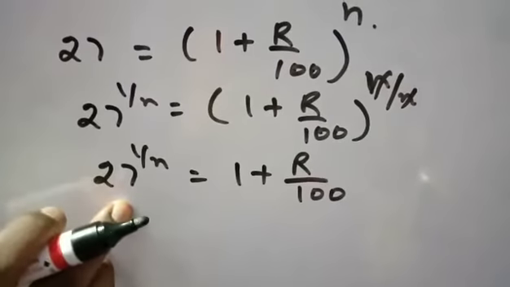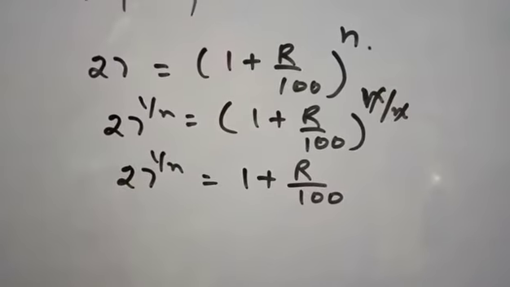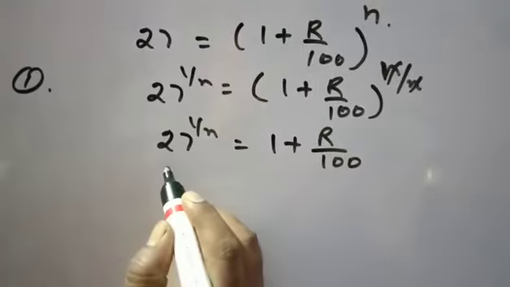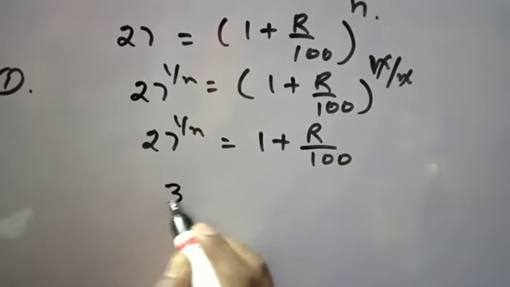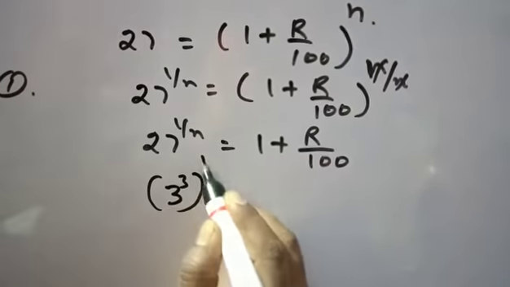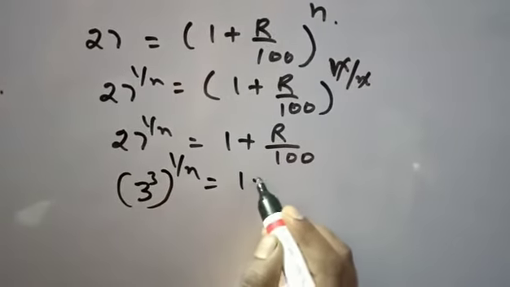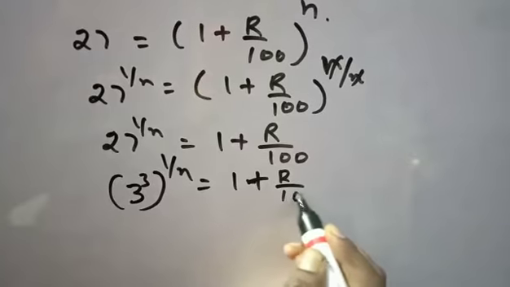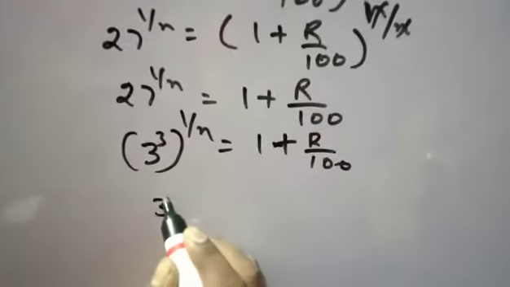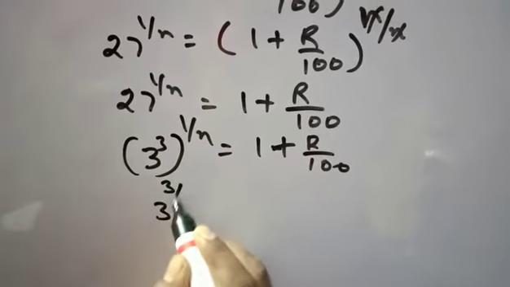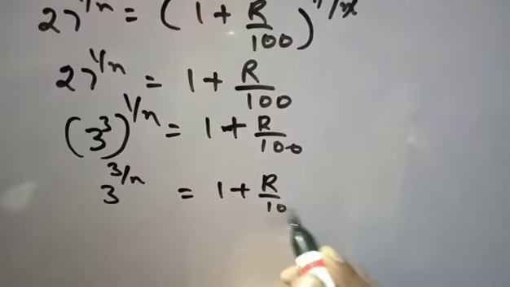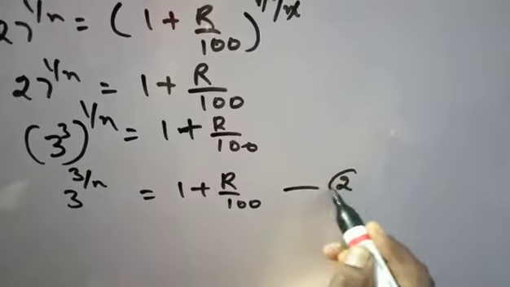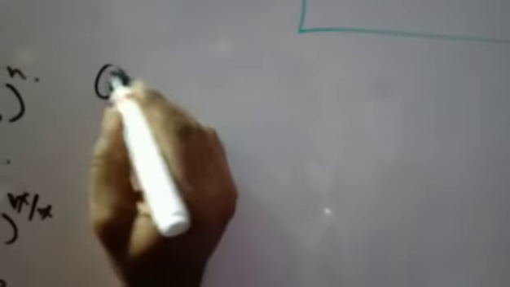So this 27 we can make as 3 power 3, again power 1 by n equal to 1 plus r by 100. So we have 3 power 3 by n equal to 1 plus r by 100. This becomes equation 2.